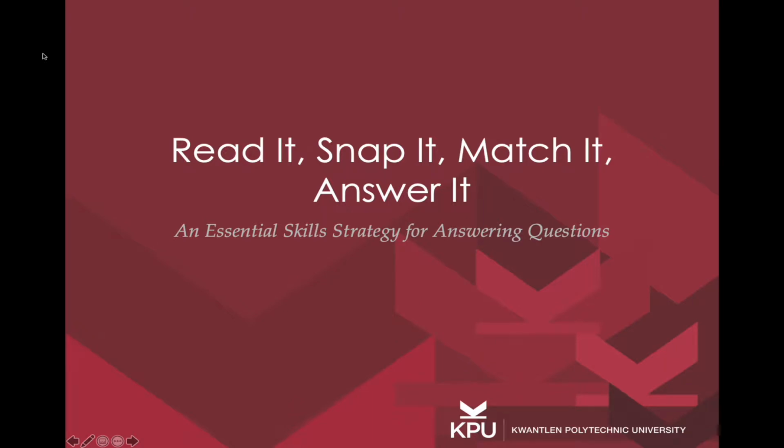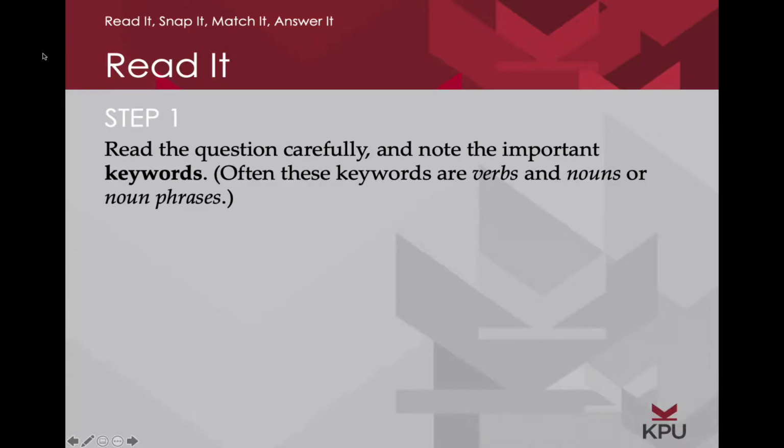This short presentation, titled Read It, Snap It, Match It, Answer It, provides a 4-step essential skill strategy that can be applied in all subjects whenever you're being asked a question. It's a strategy to help you make sure that you are directly responding to the question that's being asked. It's particularly useful in short answer and essay type questions, and even more so when you're writing in timed situations or exam situations.